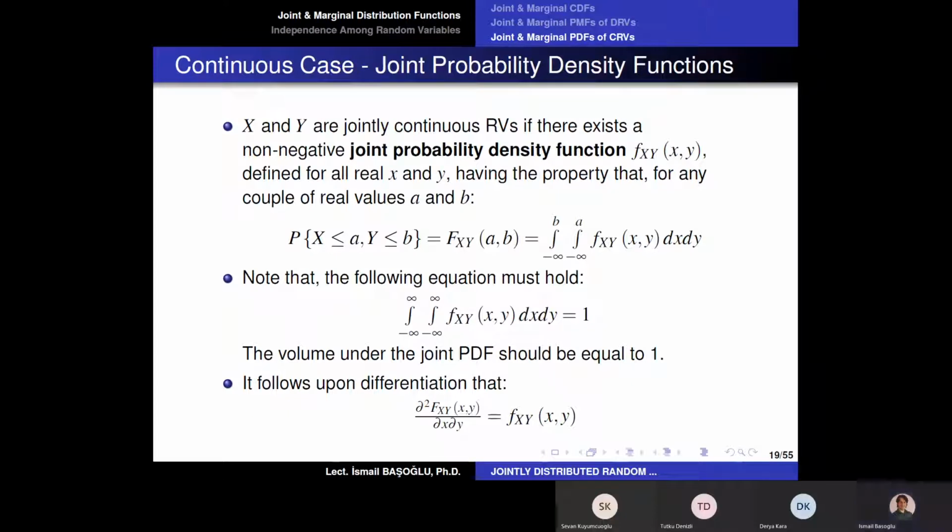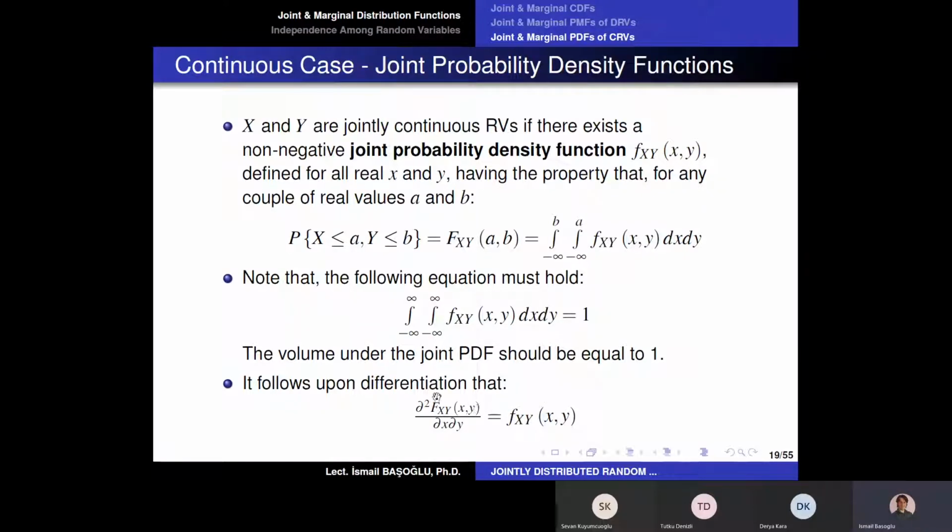area. Okay, so the total volume, so joint probability density functions, which are defined for two random variables, are three-dimensional functions which are non-negative, and also the total volume under these joint probability density functions should be equal to 1. And another thing, if we have a joint cumulative distribution function, if we take two derivatives, first with respect to x and then with respect to y, then we are going to get the joint PDF.